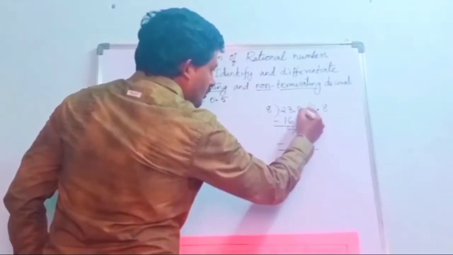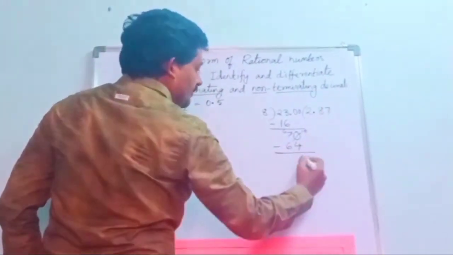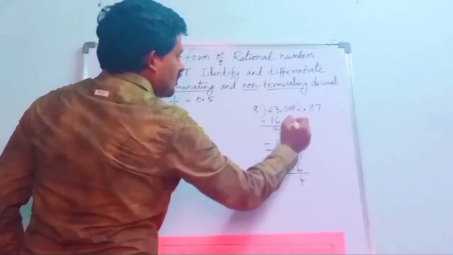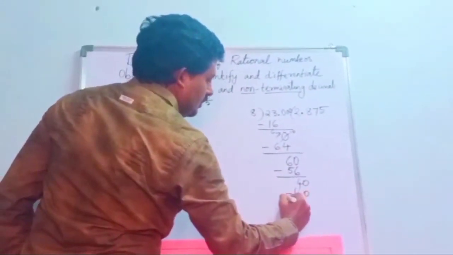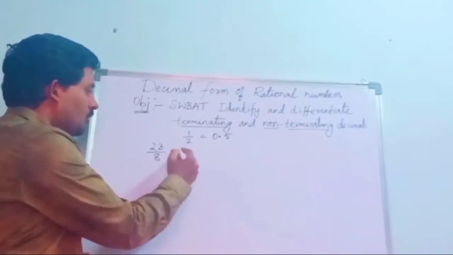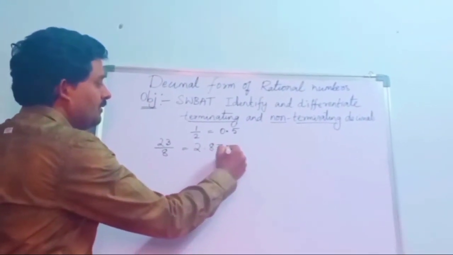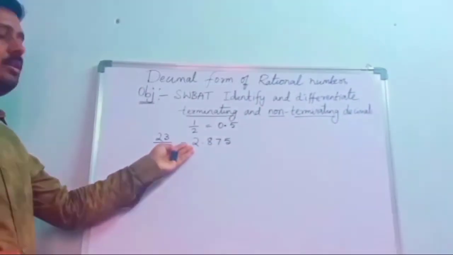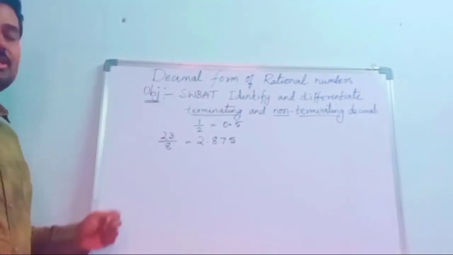So 0 we have kept here, 0 here. 8 7s is 56. Do subtraction, you will get 4. One more 0, 0 here. 8 5s is 40. Now if you do subtraction, you will get the remainder as 0. So we got 23 upon 8 as 2.875. After continuing this process, we have got 2.875. This is nothing but the decimal form of this rational number.